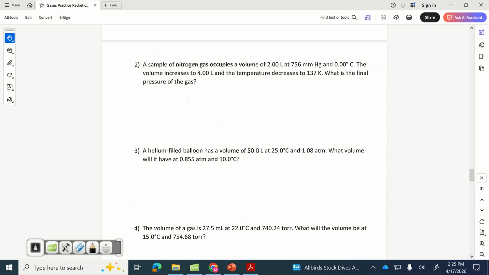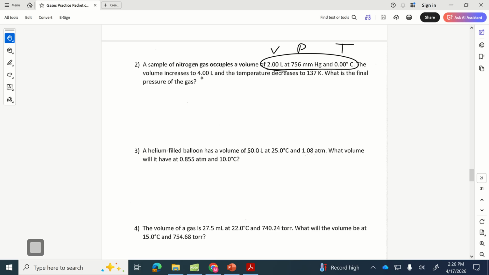You have a sample of nitrogen, 2 liters, 756, 0 degrees. These problems do a good job of keeping everything together. You know all 3 of these numbers are going to be together. There's your volume, there's your pressure, there's your temperature. And I know I'm doing combined because I'm being given so many numbers. I'm being given 5 numbers. I'm trying to solve for the last one. This is the final volume, sorry, I put 1s back there, and this is the final temperature, and I want to find the final pressure.